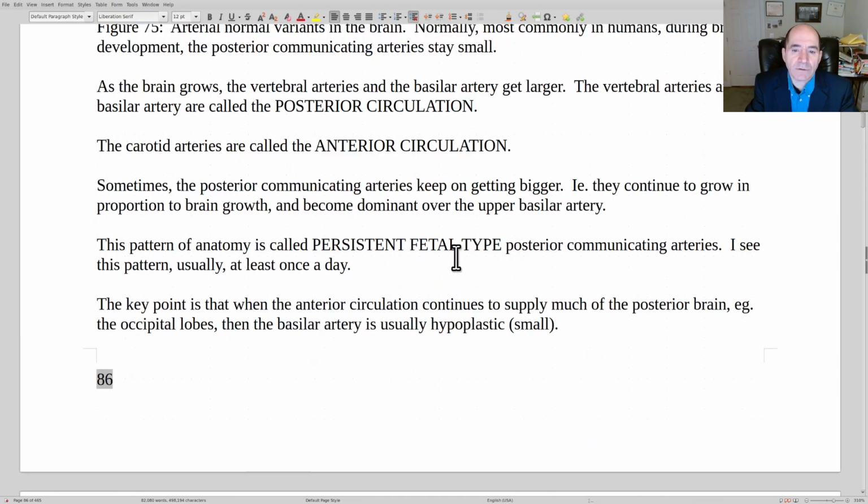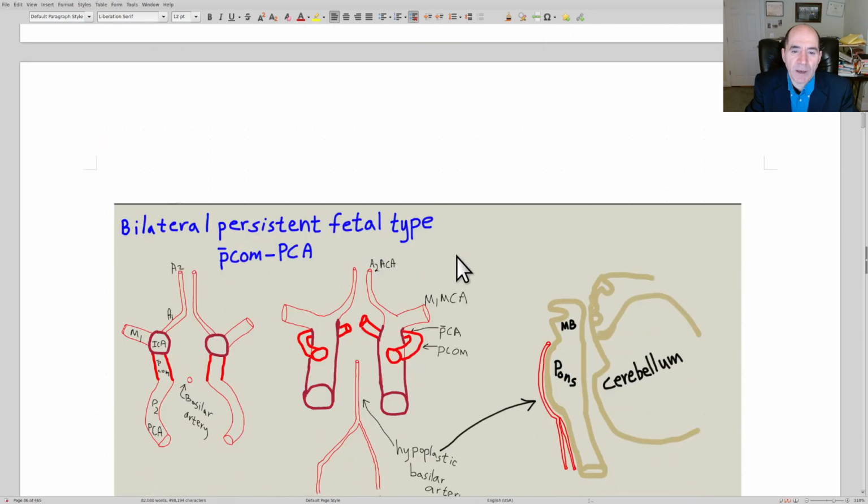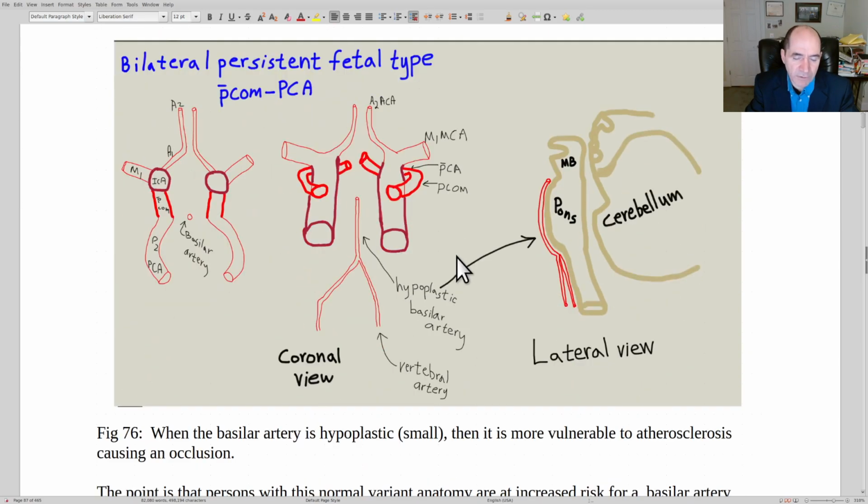And the reason why you don't see this in indigenous populations that eat their old-fashioned diets is because if you eat a plant-based diet, you don't get any of these problems. Okay, so we showed persistent fetal PComs associated with hypoplasia of the vertebrobasilar system. The basilar artery runs on the front of the pons and runs in front of the midbrain. This is your brainstem here.